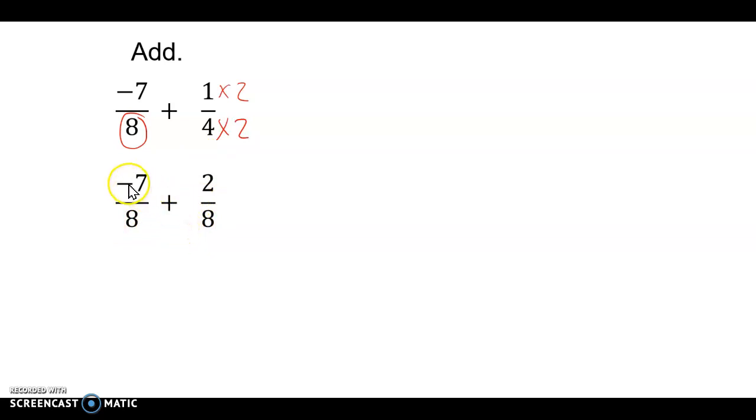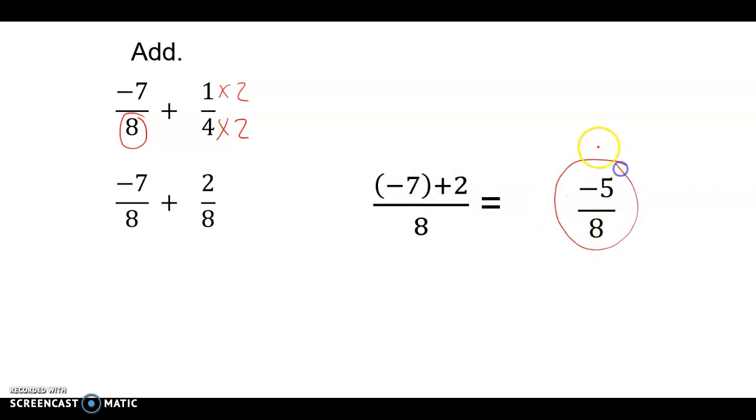Now we look, one's negative, one's positive. So they have different signs, so we have to find the difference. So we end up with negative 7, 2. So we subtract these, we get 5. There's more negatives. So we get negative 5 over 8. And you can't simplify, so that negative 5 over 8 is your correct answer.